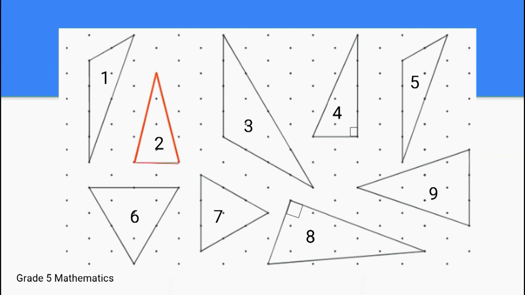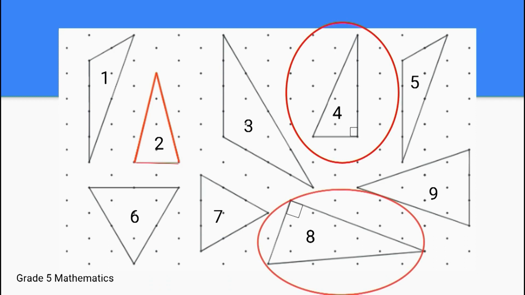Let's see if we can apply what we just learned. Look at these triangles. Which ones are right triangles? Triangles 4 and 8 are right triangles because they each have one right angle. Now you do it. Draw a right triangle on your sheet of paper.